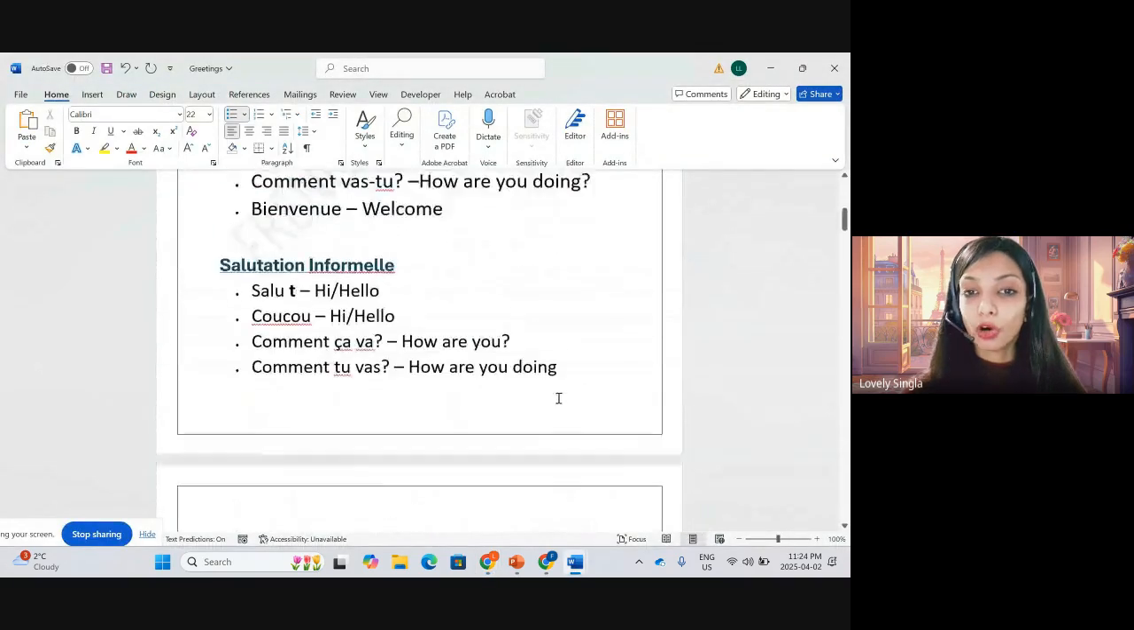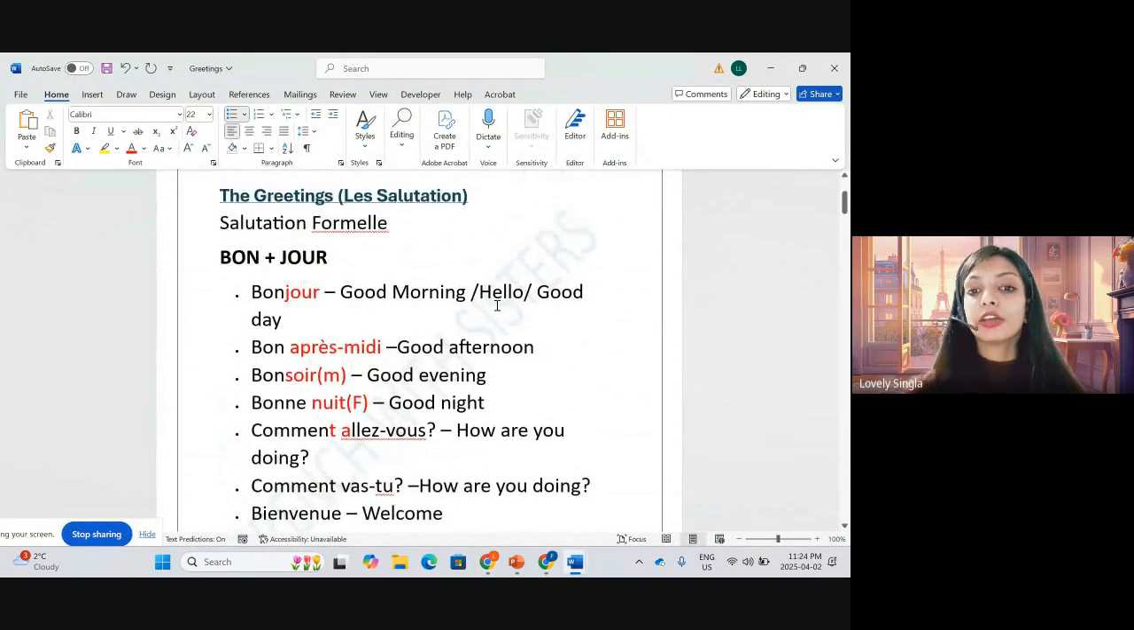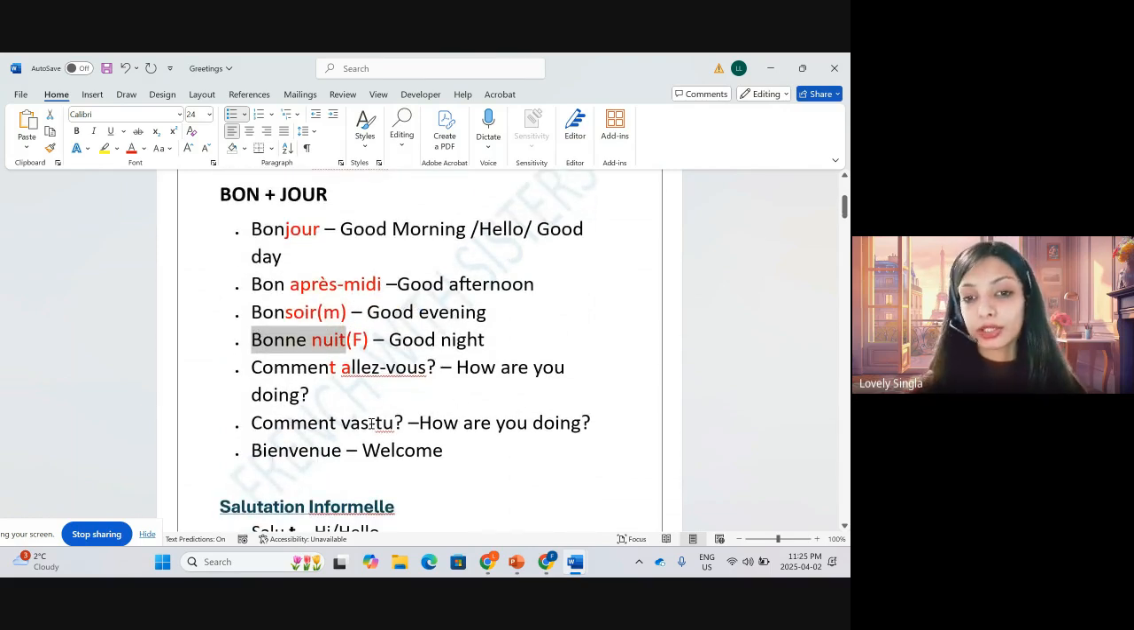We are done with the formal and the informal greetings. Formal greetings is basically salutation formal. If you have to greet someone by saying good morning, good afternoon, good evening in your office, in your workplace, you can use these words. Bonjour, that means good day, good morning. Bon après-midi, good afternoon. When you have to leave the workplace, you're going back home, you can say bonsoir, that is good evening. Bonne nuit, good night. When you're going to sleep and you say good night, you can say bonne nuit. Comment allez-vous? You can ask your boss, your manager, how are you doing? Comment vas-tu? Same thing. You can say how are you doing?